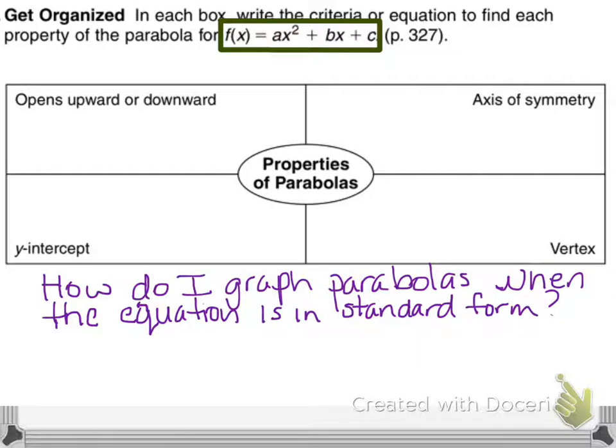Okay, what we're going to look at in this video is taking our parabolas, which remember is our quadratic equation, and we're going to look at the equation in standard form. We have been doing these parent transformations using our h, our k, and our a, and those equations have been what we call in vertex form. So we're going to take what we know from our standard equation, and we're going to graph our parabolas that way. So for your question, how do I graph parabolas when the equation is in standard form?